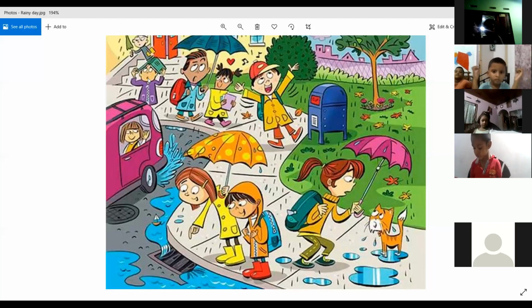Why is he holding a book over his head? Because of the rain, maybe. He has forgotten to bring an umbrella or a raincoat. Okay? Like this you can explain this picture. We can describe this picture.